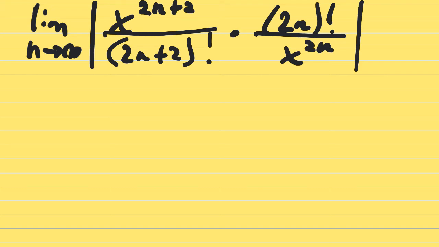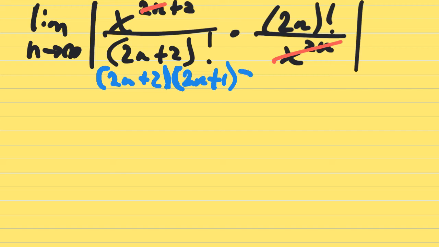Okay, let's look for some cancellations right off the bat. I see one where the x to the 2n can give us a cancellation. Now, there's still going to be an x squared left over. That's fine. Also, let's remember that factorials you can count down until you get to the part where you need to make a cancellation. That one and that one you can cancel.